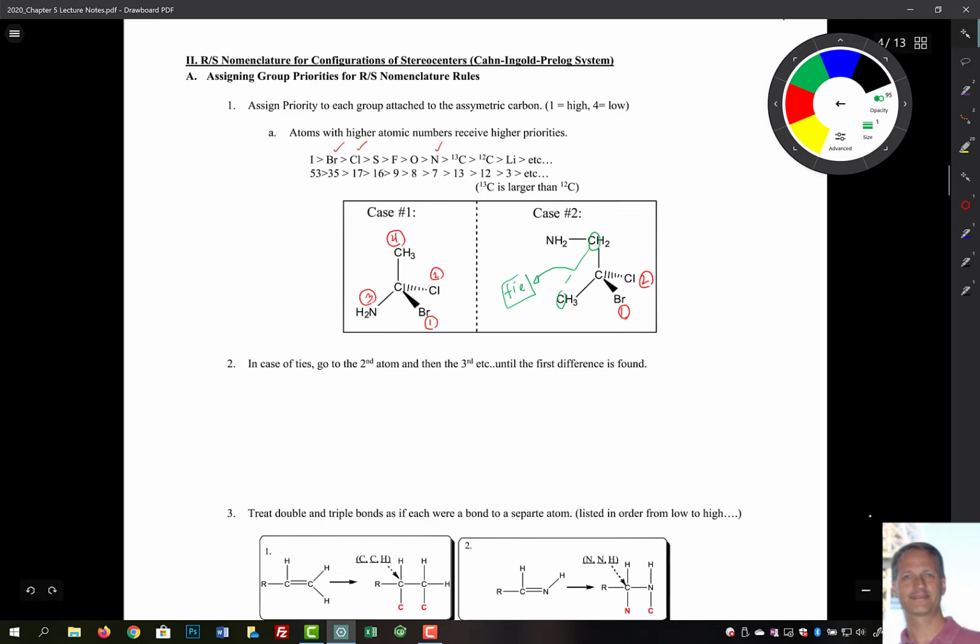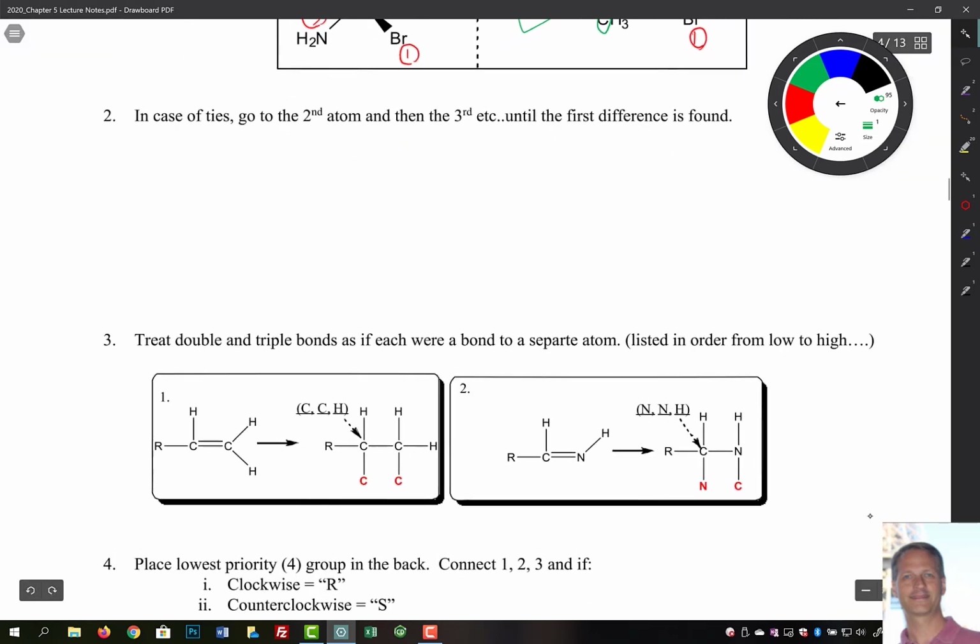I want to go over this with you guys in a little bit more detail. Let's take a look at that last example. We're going to do a rigorous analysis of this because we're going to see in this chapter that they're going to give you some weird structures where you really have to pay close attention. Down here we have our CH3, then a bromo group out at us, and a chloro group pointing back. The carbon that I circled is our asymmetric carbon.